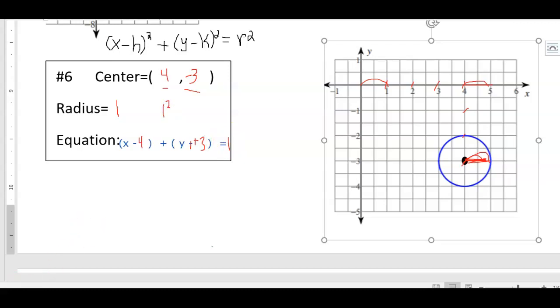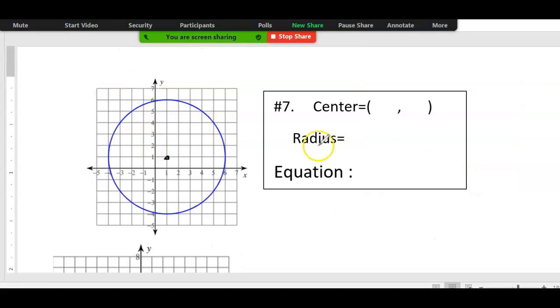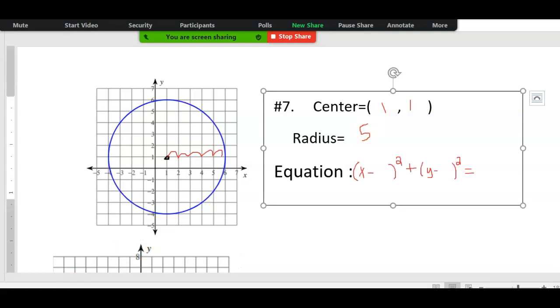Okay, check your answers. Let's do number 7. Find your center, the radius, and then write the equation. Okay, my center is at 1, 1. So 1, 1. My radius is 1, 2, 3, 4, 5. Radius is 5.